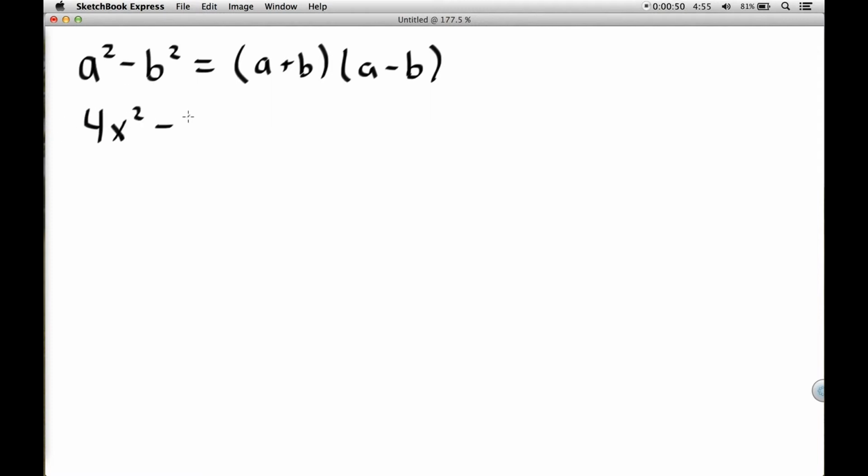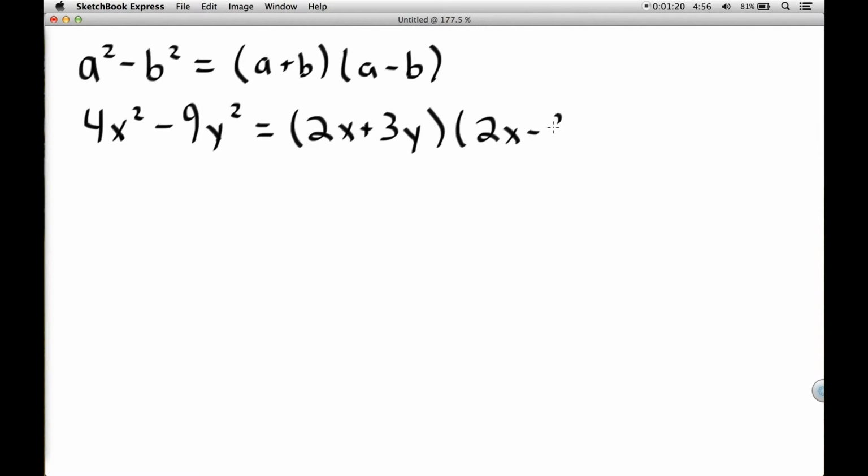So if we have a problem like this, and again we've done something like this before, this is the a squared term and this is the b squared term. So to find a and b, we just take the square root of both terms. Square root of 4x squared would be, square root of 4 is 2, square root of x squared is x, so 2x plus square root of 9 is 3, square root of y squared is y, 3y. So that's a plus b, and a minus b would be 2x minus 3y, and we're multiplying those two terms together.